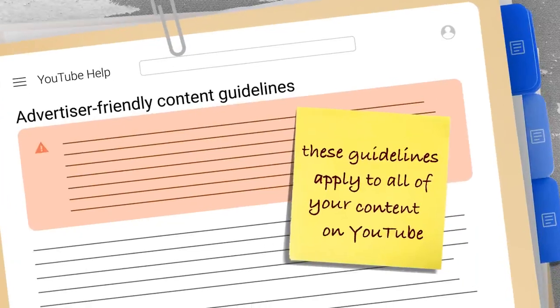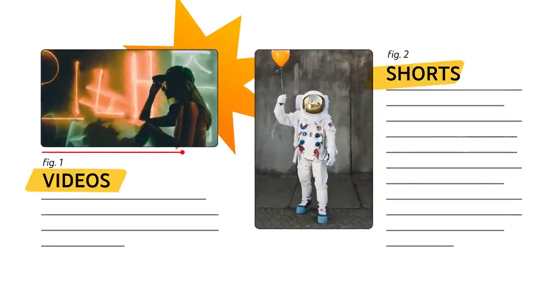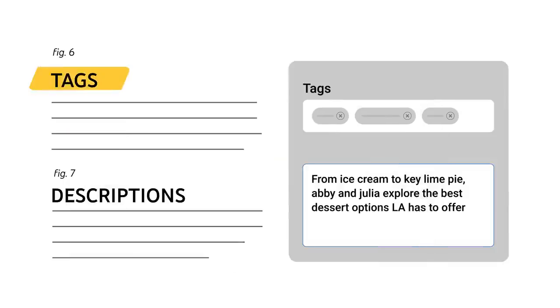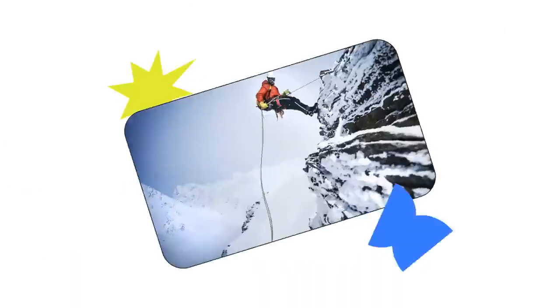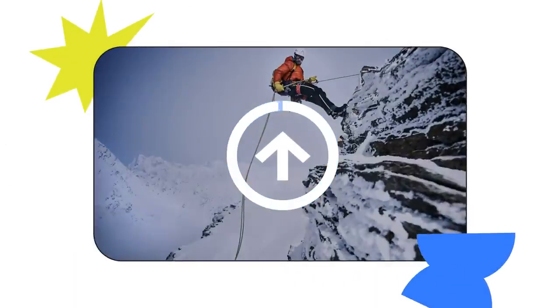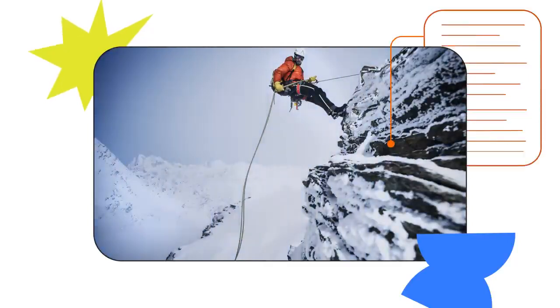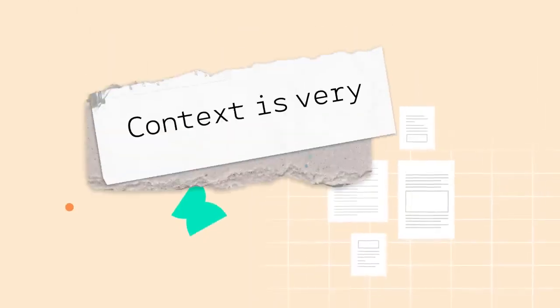And remember that these guidelines apply to all of your content on YouTube, including your videos, shorts, live streams, titles, thumbnails, tags, and descriptions. Compliance with our ad-friendly content guidelines is evaluated during the upload process with a combination of automated systems and human review. It's important to note that context is very important.